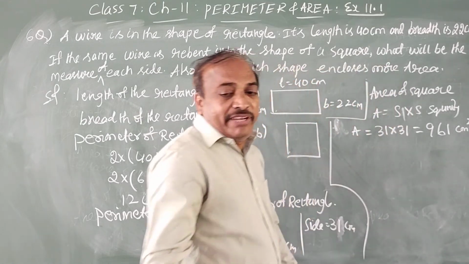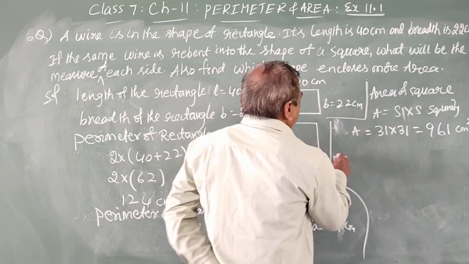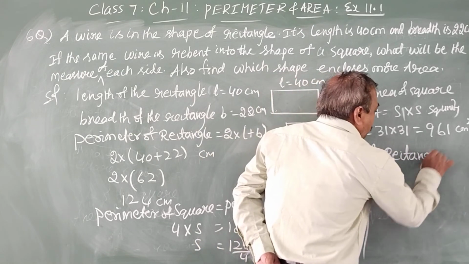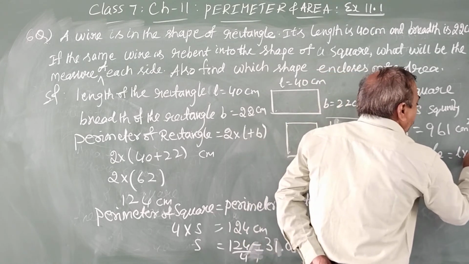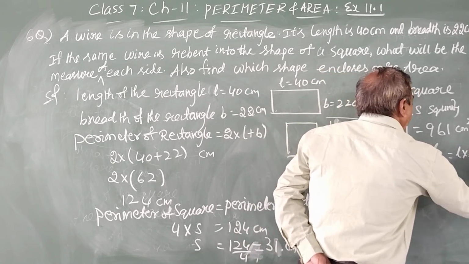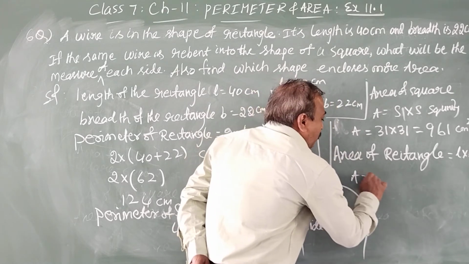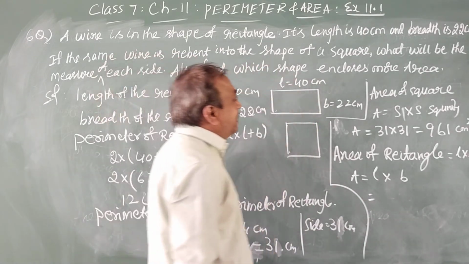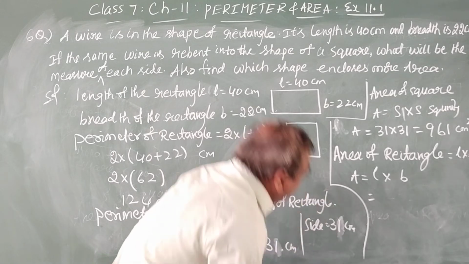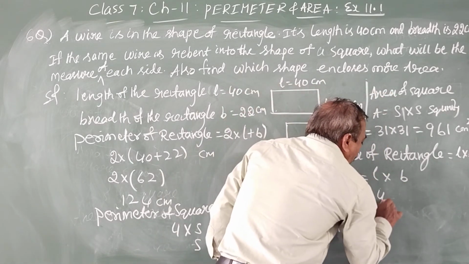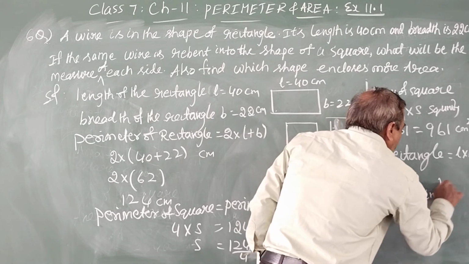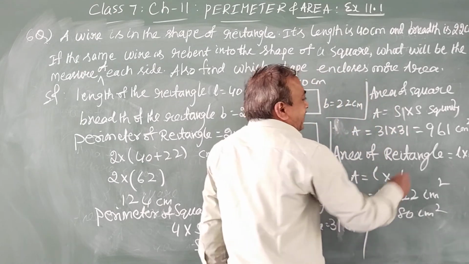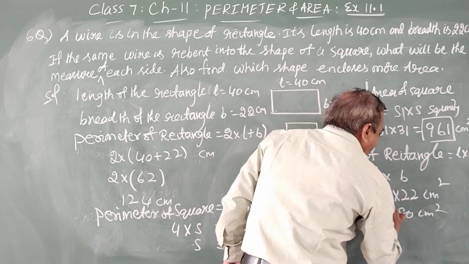And the area of the rectangle we need to calculate. Area of rectangle is L into B square units. So A is equal to L into B, where length is 40 and breadth is 22. 40 into 22 centimeter square, which is 880 centimeter square. Now you see, this is the area of the square, this is the area of the rectangle.